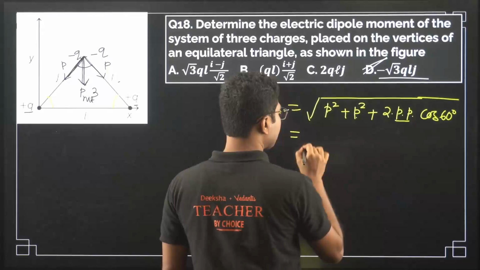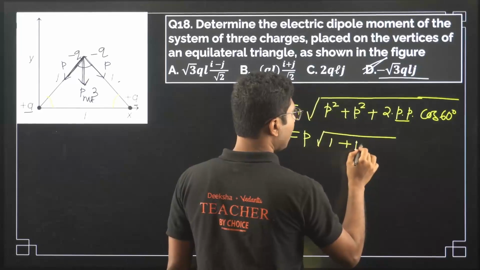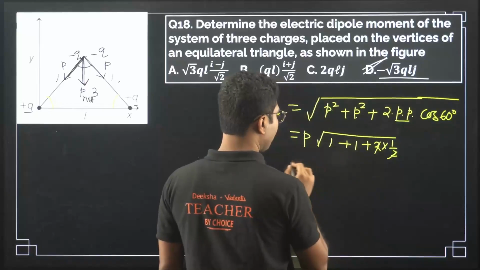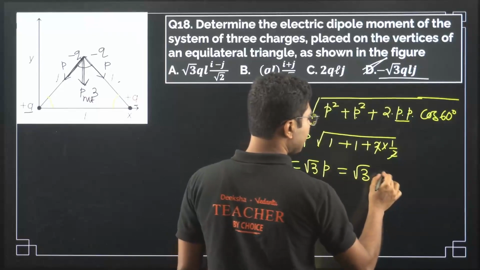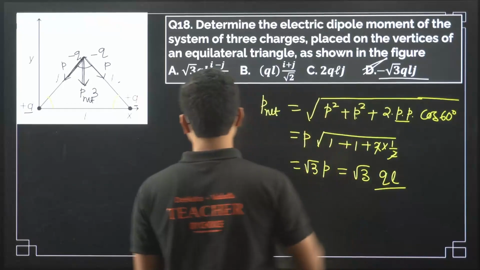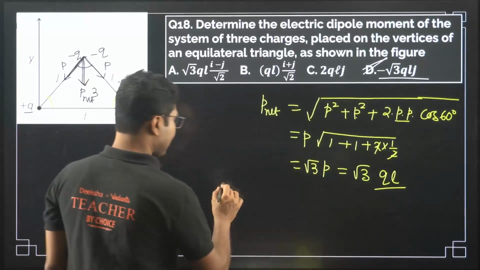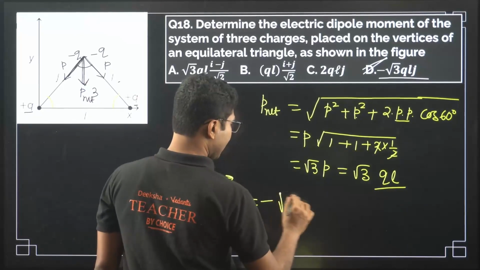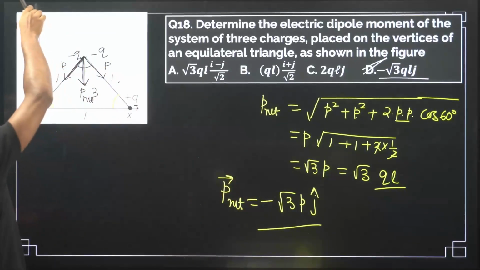Okay, so it will come out of the square root and it will become p square root of 1 plus 2 into cos 60, which is half. So another one. So it will be root 3 into p. So root 3 into p is what? P is q into L. So root 3 qL, and because it is along the negative y-axis, the net dipole moment is minus root 3 p j. Okay, why minus? Because it is along the negative y-axis.